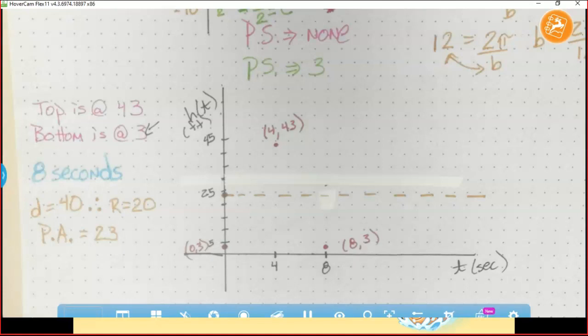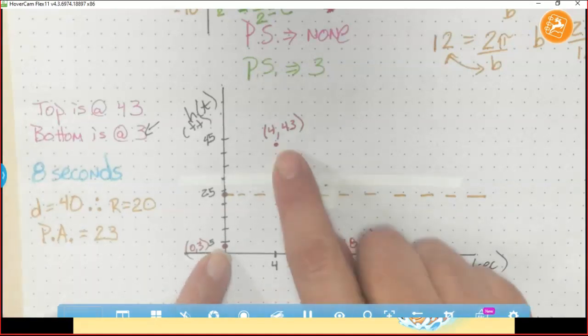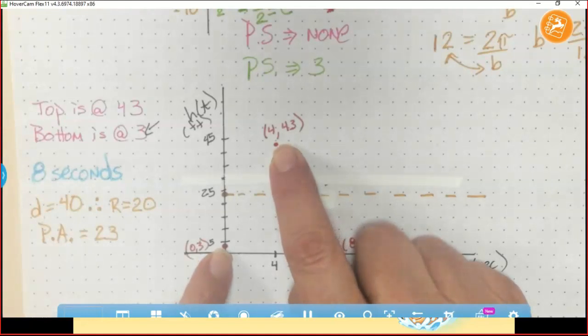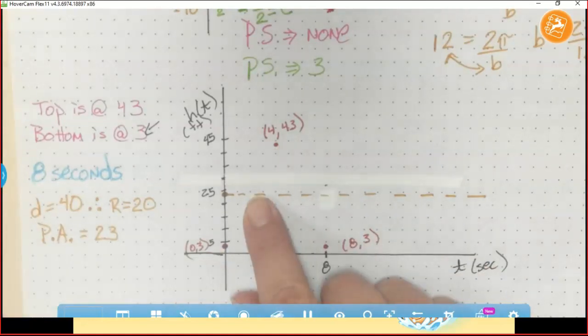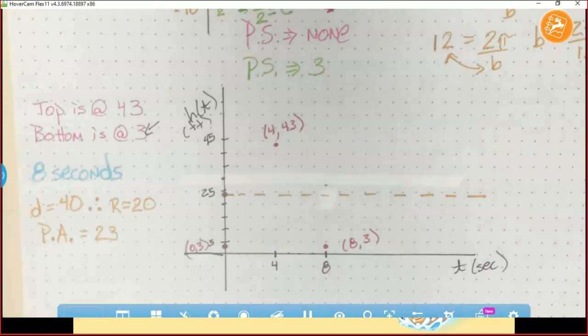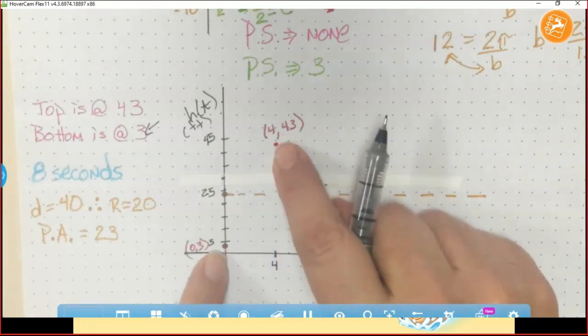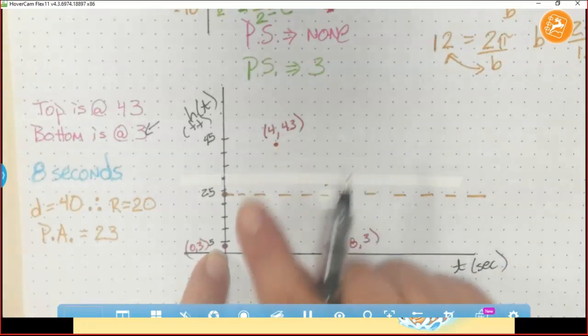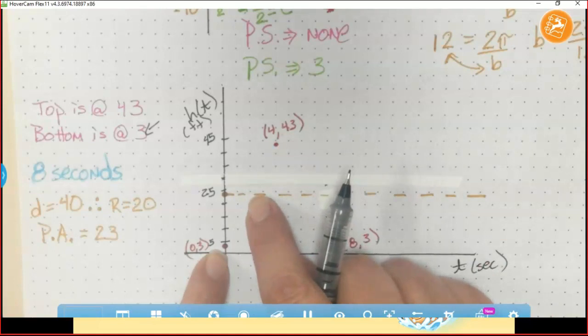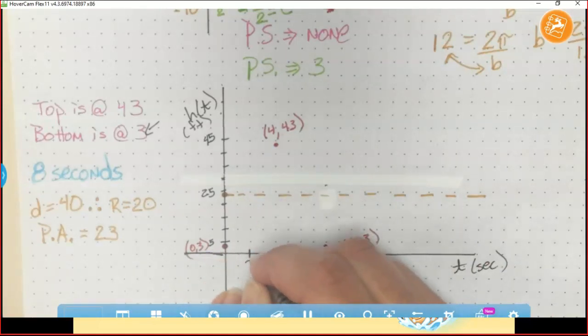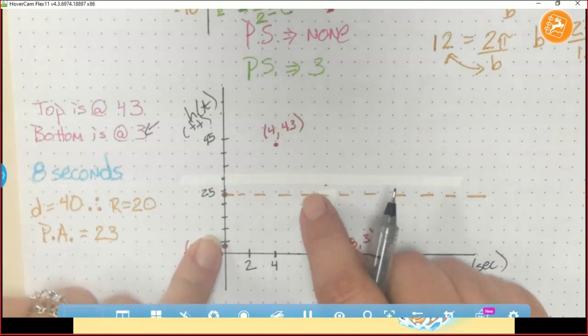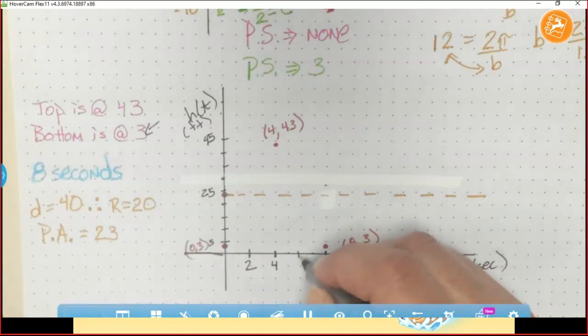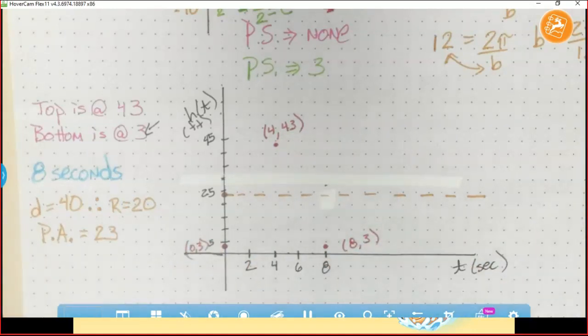Now another fun thing that we want to figure out is, if it takes me 4 seconds to get to the tip top, how many seconds does it take me to get to my halfway spot? If it takes 4 seconds to get all the way to the top, how many does it take me to get to my halfway spot? 2. What about how many to get back down to my halfway spot? That's going to be at 6.